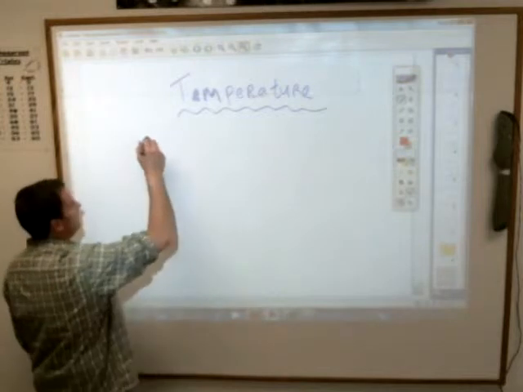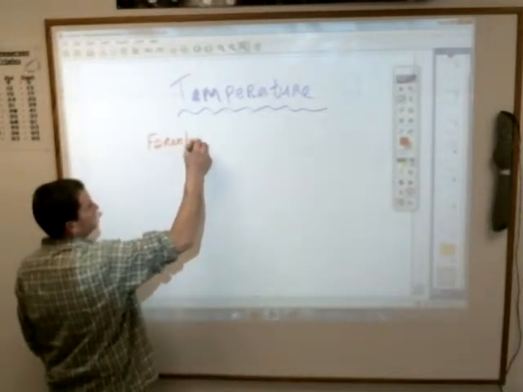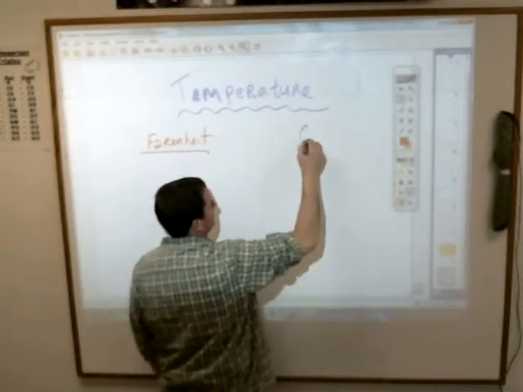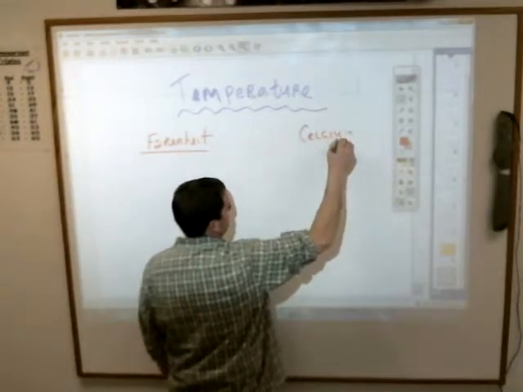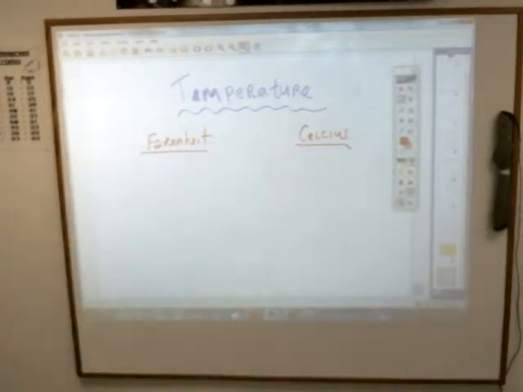We have our system, which we call the Fahrenheit. I believe this is how you spell it. The Fahrenheit way, and we have the Celsius. Wait, did I spell that right? Why doesn't it look right?